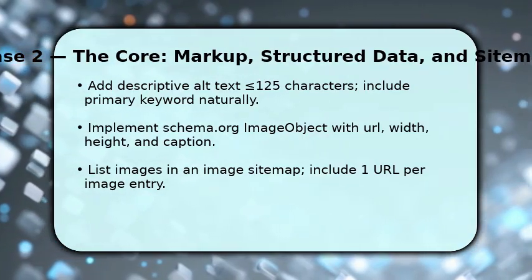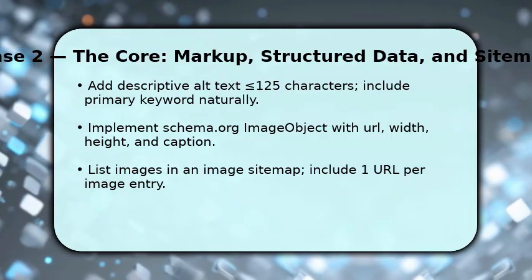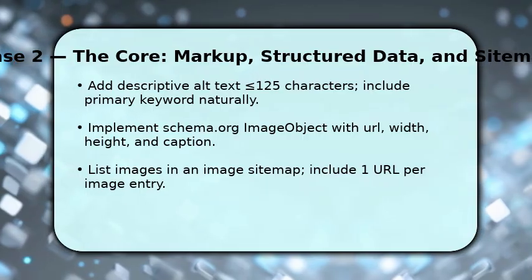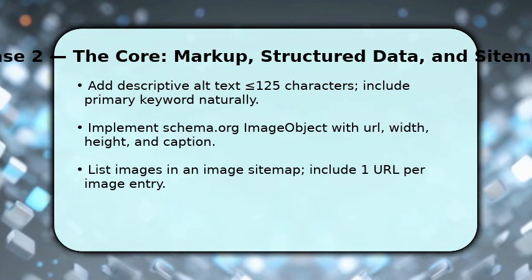Also, include every image in an image sitemap or extend your existing sitemap. List one URL per image entry. Once these are live, use Search Console to request indexing so Google can crawl the updates faster.